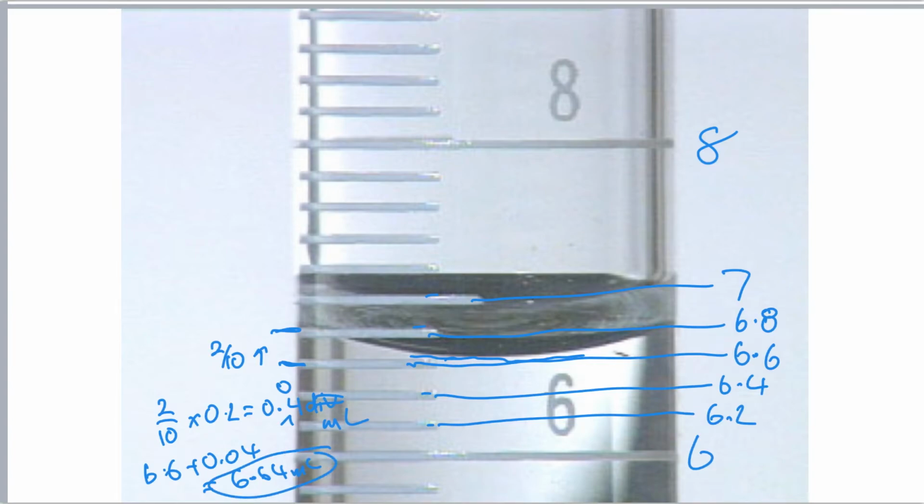So we have to be very careful here. So this is 6.2, 6.4, 6.6, and this is 6.64. So it's kind of challenging to read this closely, but with practice you can get there.